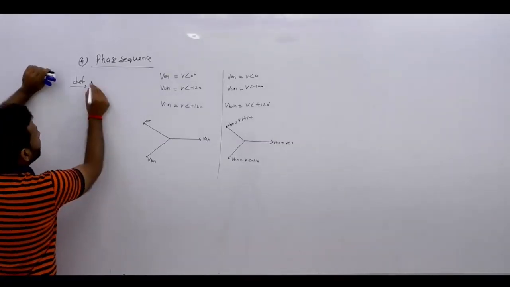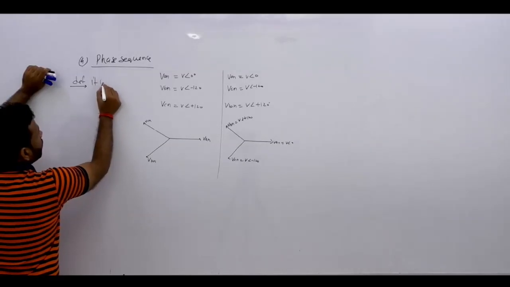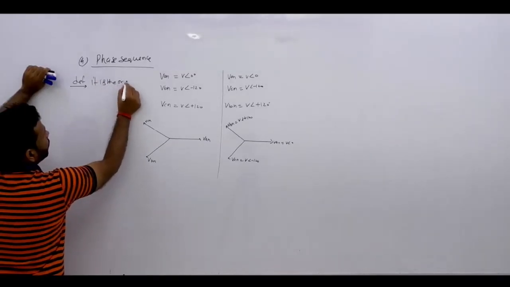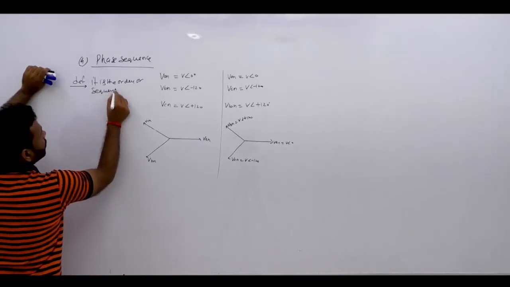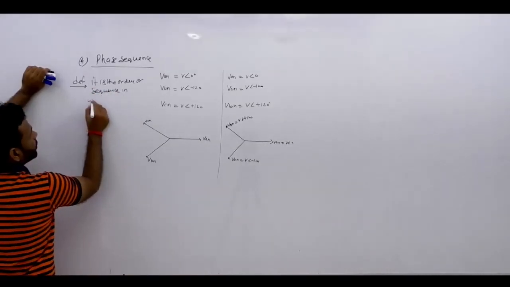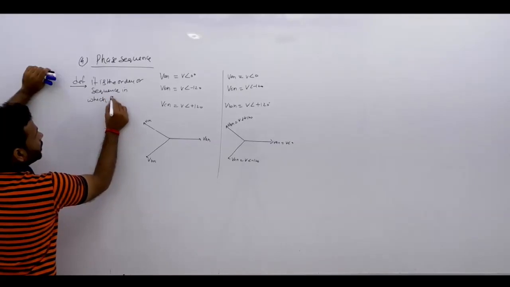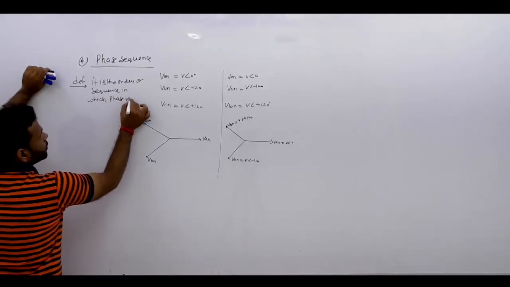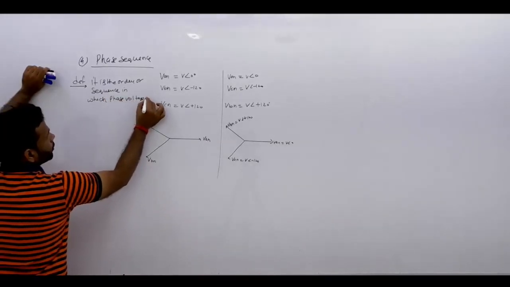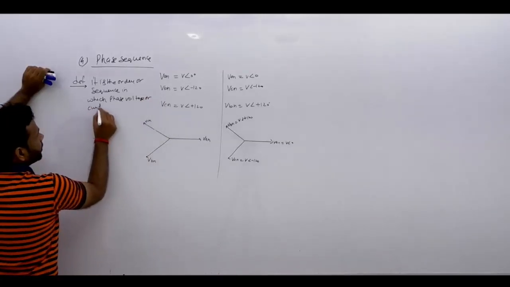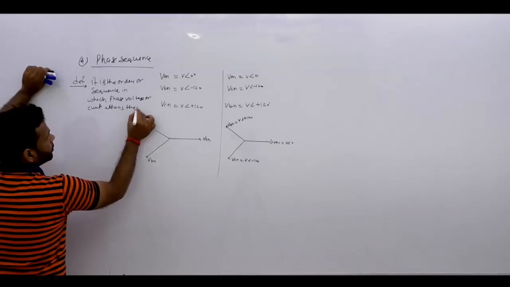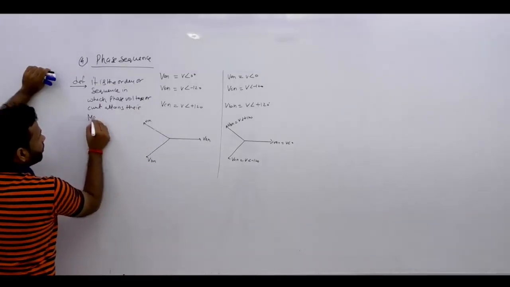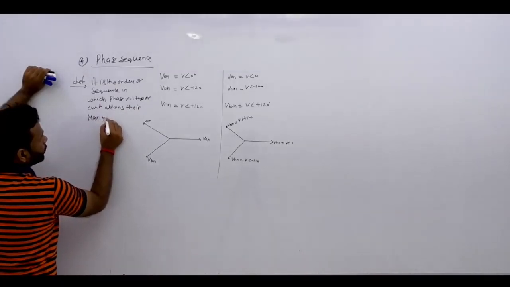So it is the order or sequence in which phase voltage or current attains their maximum value.